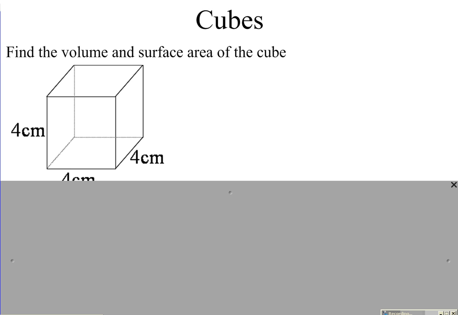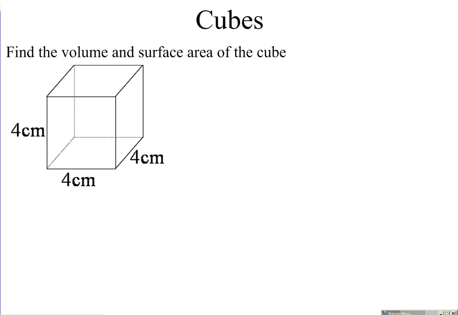A cube. Remember, for the cube, we had shortcuts. We can say the volume is simply the side cubed. A cube is a form of a rectangular prism, though, so I could just go 4 times 4 times 4 and get the same thing, or 4 cubed. It doesn't matter. Either way, you're going to get to the answer pretty quick. 4 cubed is 64 centimeters cubed.